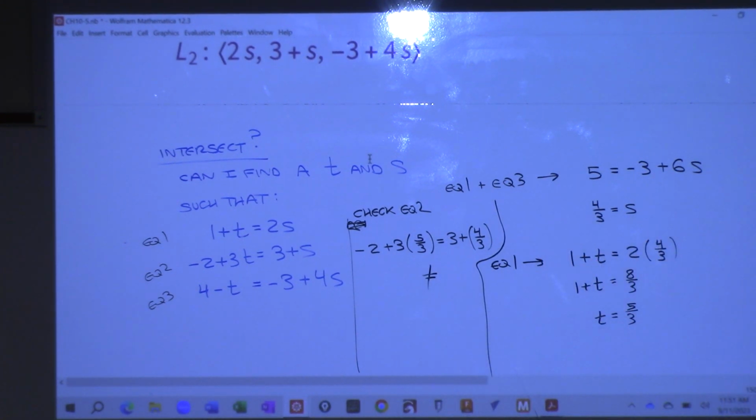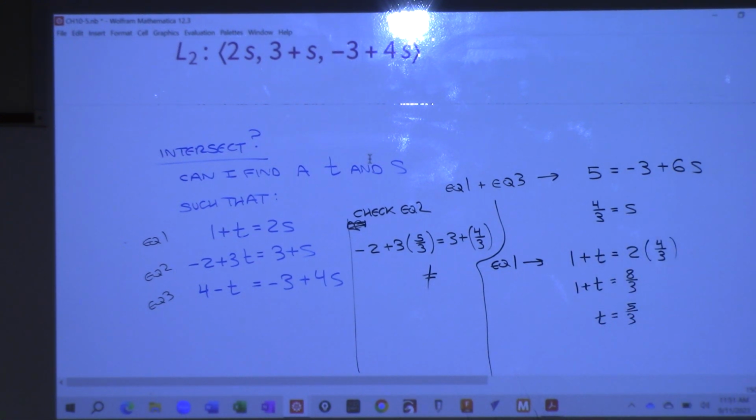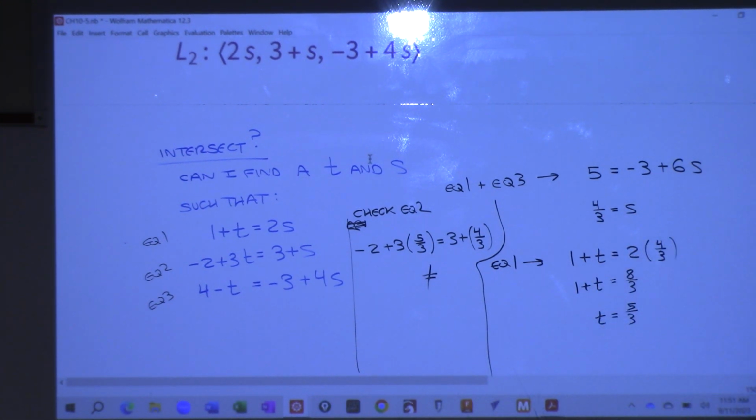And because they're not equal, that means that there's no solution. There's no s and no t that will solve these simultaneously, which means that they don't intersect one another. So these lines are skew. Not parallel, not orthogonal, and they don't hit each other.